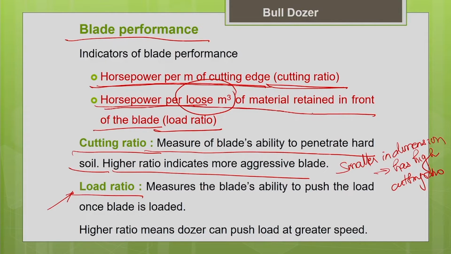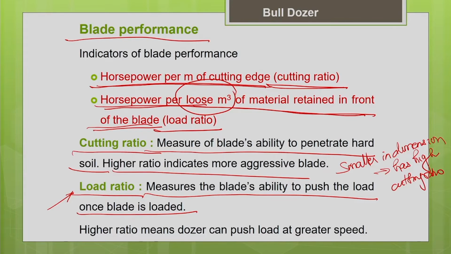Horsepower per loose meter cube of material retained in front of the blade is the load ratio. So, it measures the blade's ability to push the load once the blade is loaded. It is not referring to the blade capacity, that is different. This refers to the pushing ability of the blade.